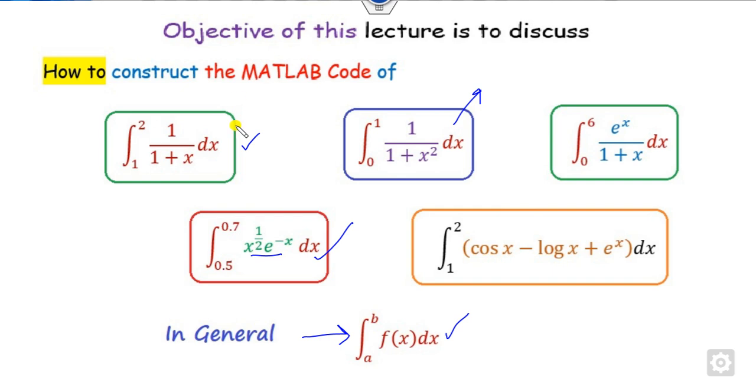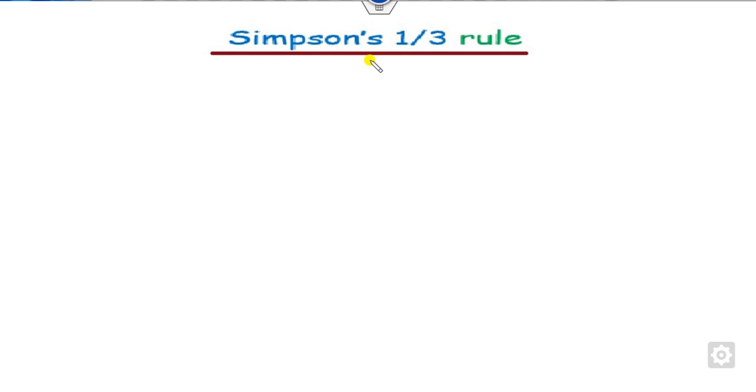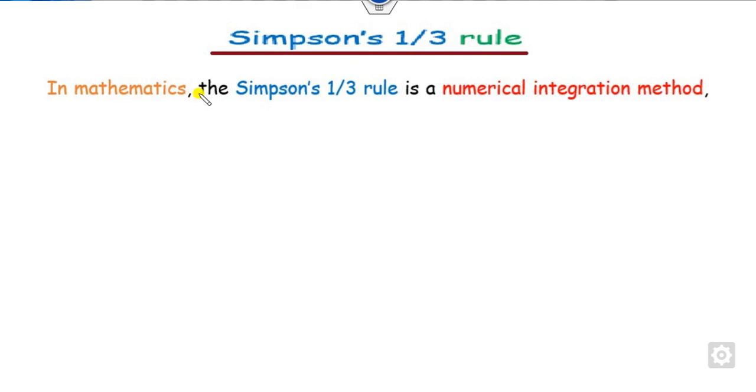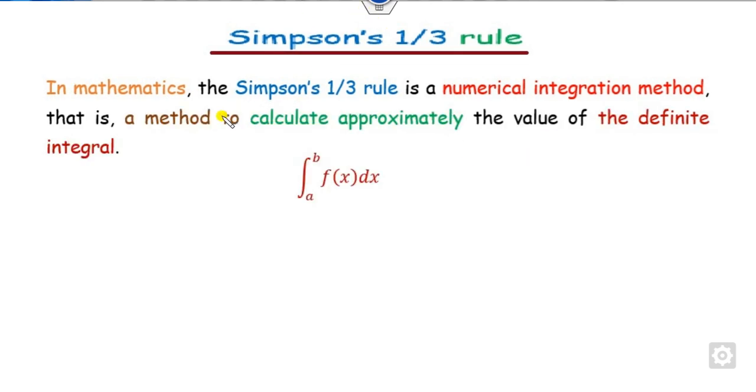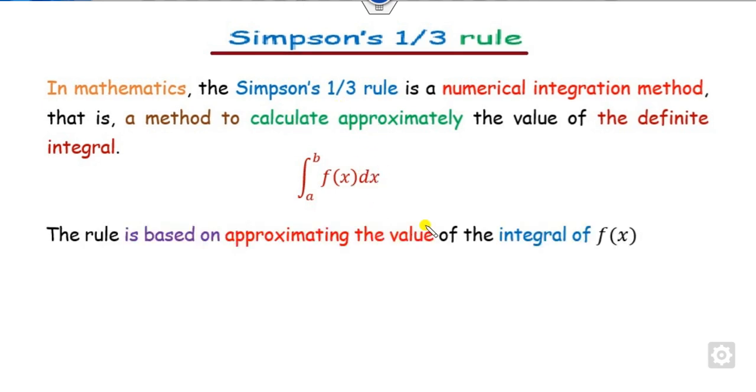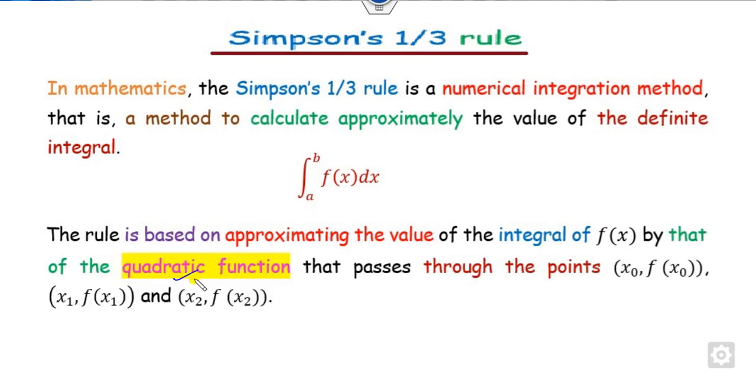Since our task is to construct the MATLAB code by the Simpson one-third rule, our first target is to understand what the Simpson one-third rule is and under what conditions it is applicable. First of all, the Simpson one-third rule is a numerical integration method. All of you know that it is useful for calculating the approximate value of the definite integral from a to b of f of x. It is based on the rule that the points will follow a quadratic function.